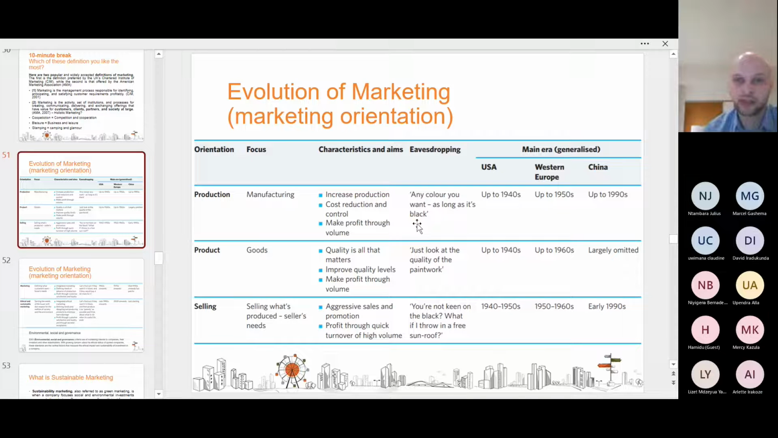Any color you want, as long as it is black, the sentence cited by Henry Ford. And by saying this, he described the Ford T. As you remember, the Ford T was one of the first and successful cars produced by the Ford company. And they were not focusing on the expectations and desires of their customers. They just would like to reduce the cost of production.